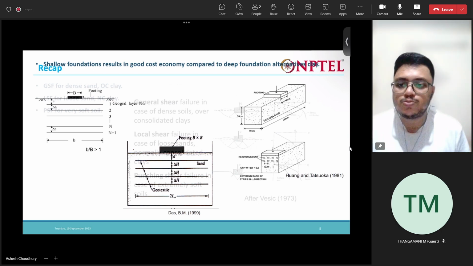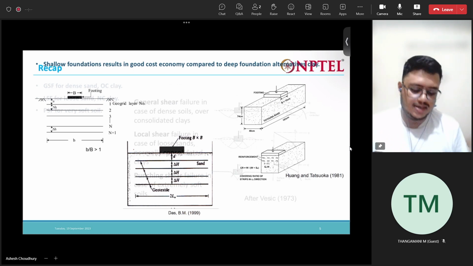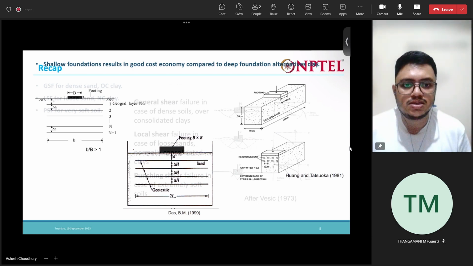So why do we use the shallow foundation? Shallow foundations generally result in good cost economy compared to deep foundations. Okay, deep foundations are the alternative in clay.